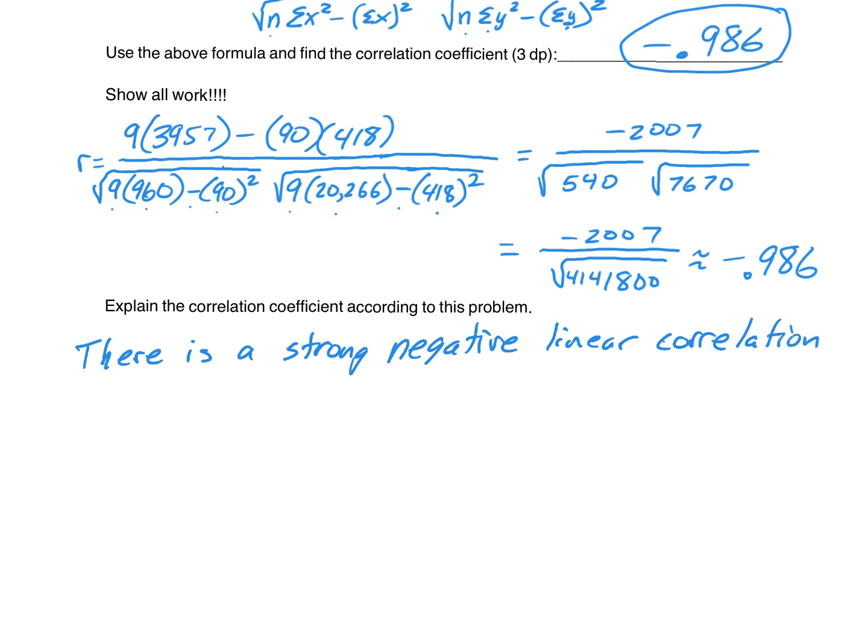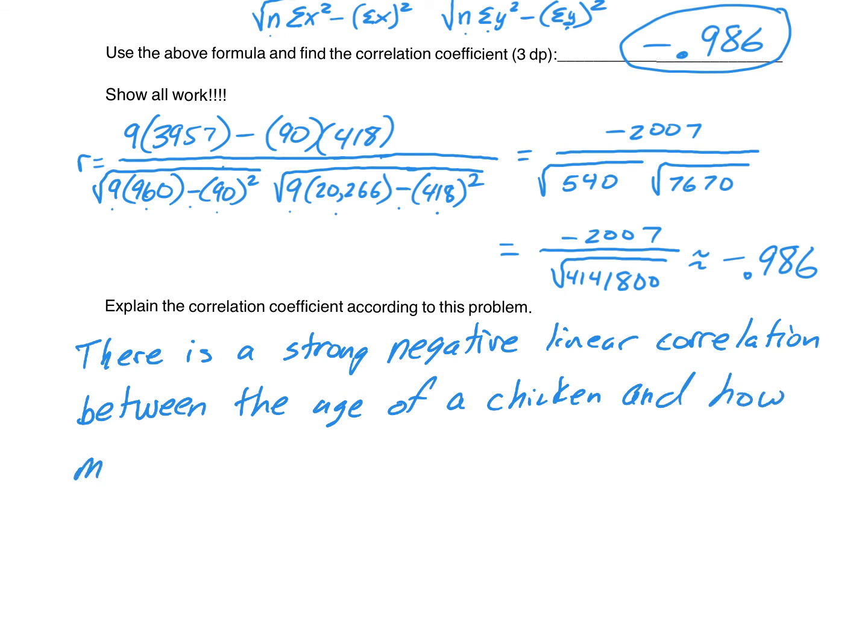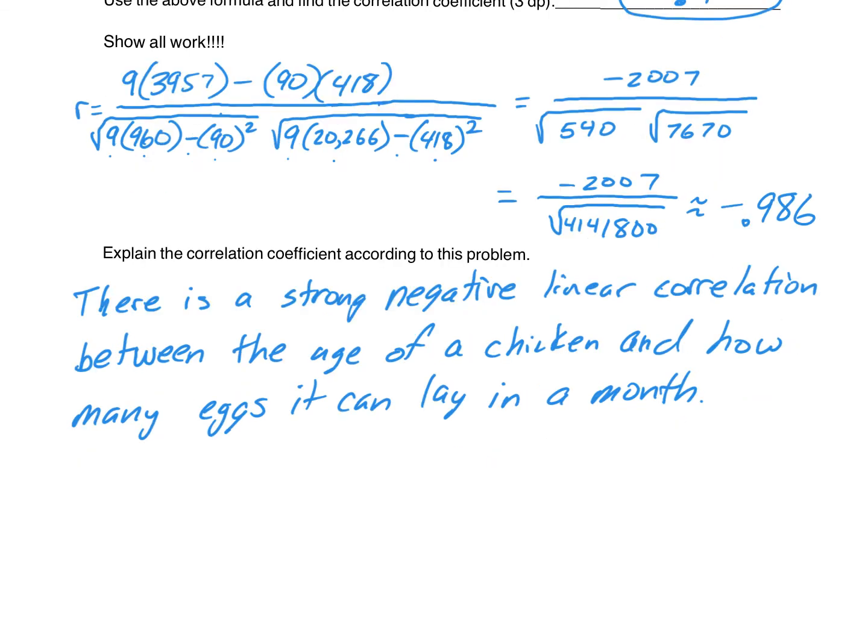And now we get specific to the problem. Between the age of a chicken and how many eggs it can lay in a month. That's the first one. The underlying question is the age of a chicken and how many eggs.